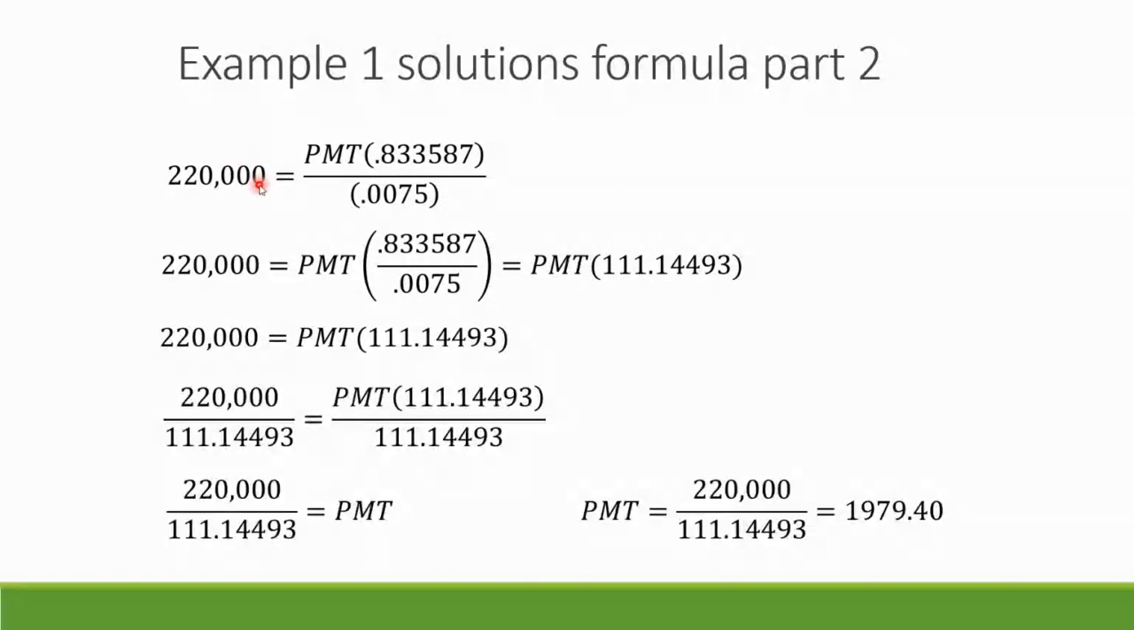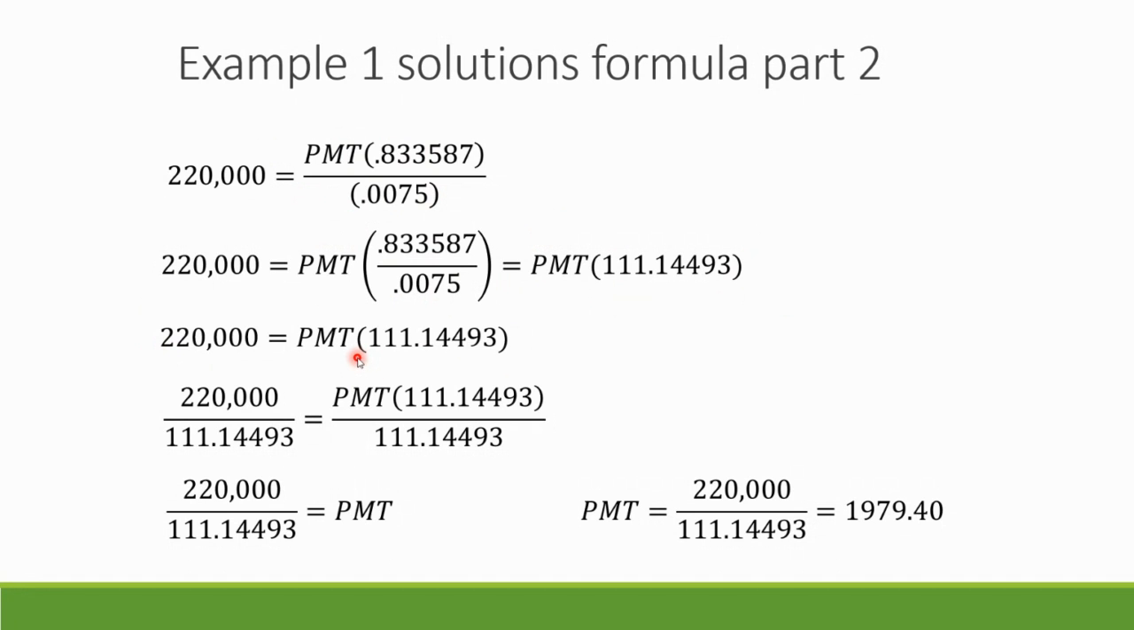We have $220,000. Okay, that's equal to this. So now what do we do? We have to figure out what PMT is. So what I did first was I actually did this division with these two numbers, as you can see, and that gives us this product, which is the same as this. So that's what we get.